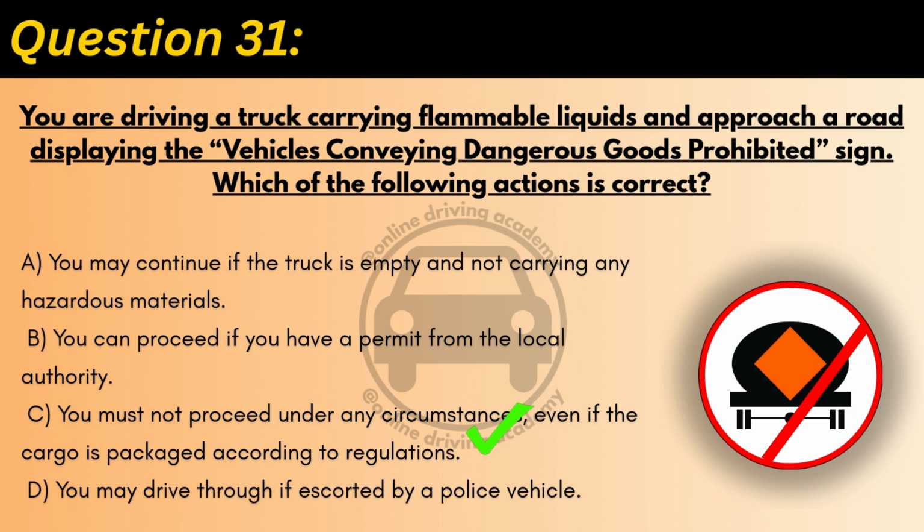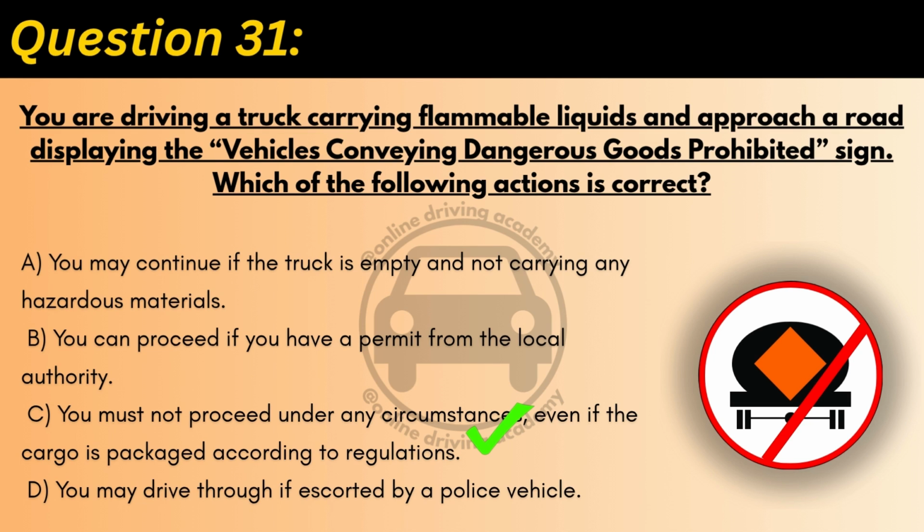Question 31. You are driving a truck carrying flammable liquids and approach a road displaying the vehicles conveying dangerous goods prohibited sign. Which of the following actions is correct? Is it option A, you may continue if the truck is empty and not carrying any hazardous materials? Is it option B, you can proceed if you have a permit from the local authority? Is it option C, you must not proceed under any circumstances even if the cargo is packaged according to regulations? Or is it option D, you may drive through if escorted by a police vehicle?